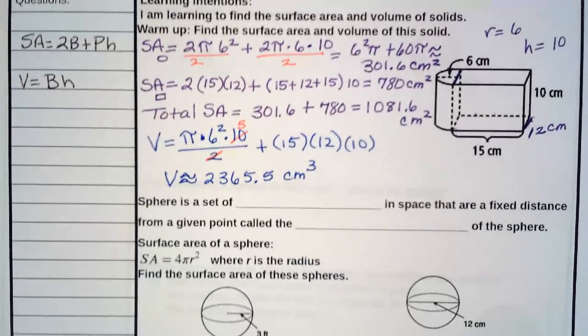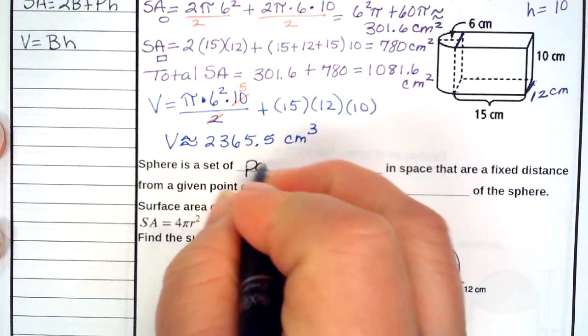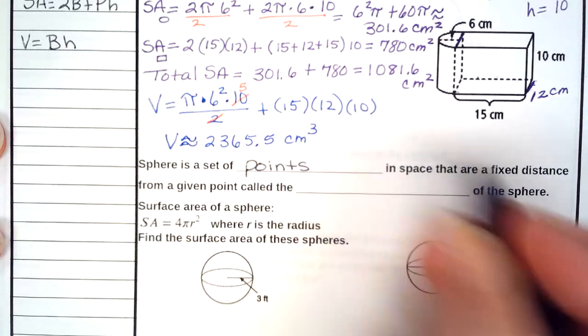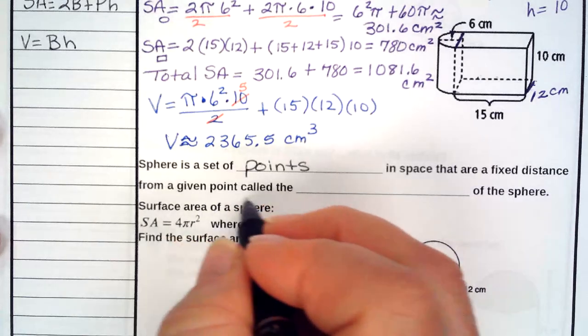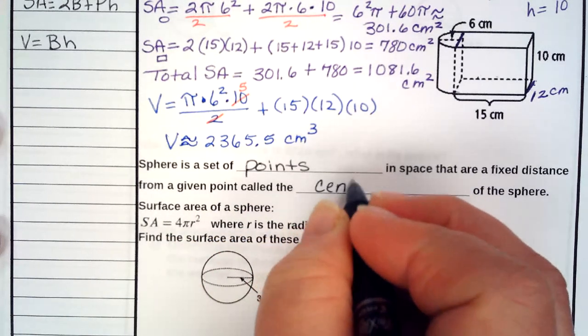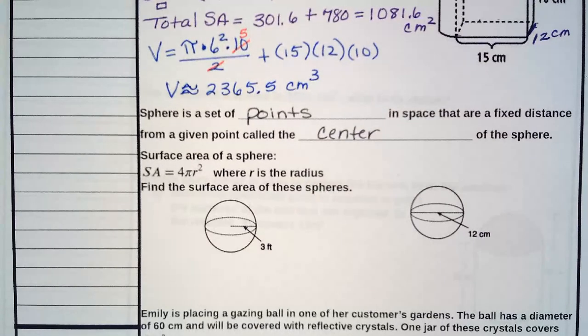Okay, now let's get into spheres. Spheres to me were always really easy because all you needed to know was your radius. A sphere is a set of points in space that are a fixed distance, they're equidistant from a given point called the center of the sphere. Your surface area is 4 times pi r squared. Pi r squared is the area of a circle. And r is your radius.